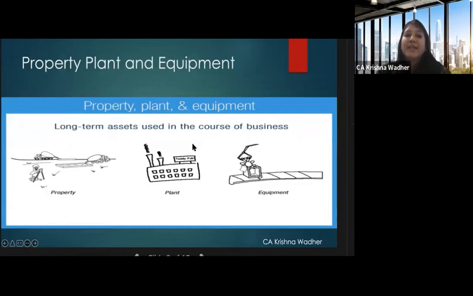Property, plant and equipment is the next item. Where does this come, liability or asset? Who will tell? Asset. Okay, thank you. I know. I'm happy that my students know this much. If you have a teacher like you, you will know.